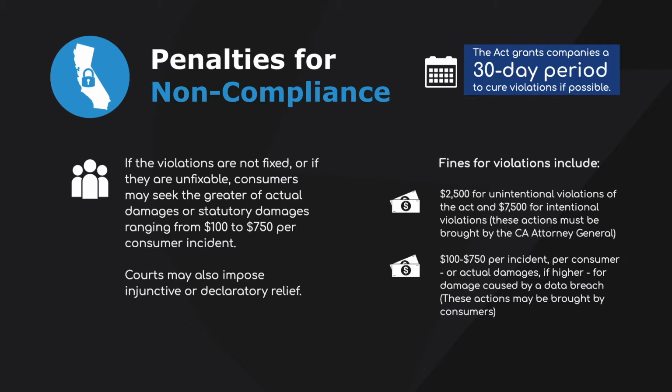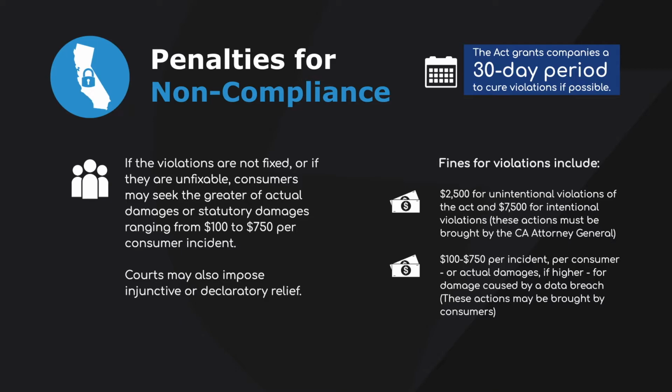If the violations aren't fixed within that 30-day period, or if they're unfixable, consumers can seek the greater of actual damages or statutory damages ranging from $100 to $750 per consumer incident. So if you have thousands of consumer data points and you're in violation, particularly if it's an AG violation and the Attorney General's office is coming down, you could be liable for hundreds of thousands, if not millions of dollars worth of damage. Courts can also impose injunctive relief or declaratory relief, which essentially is to order you to do something or to stop doing something.